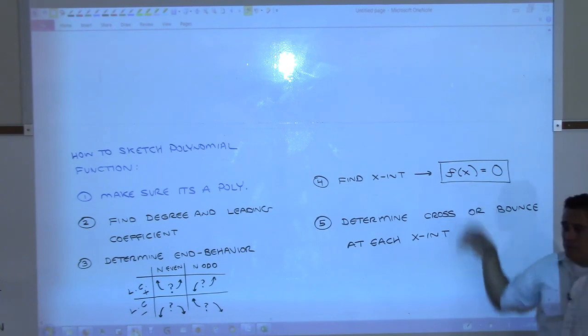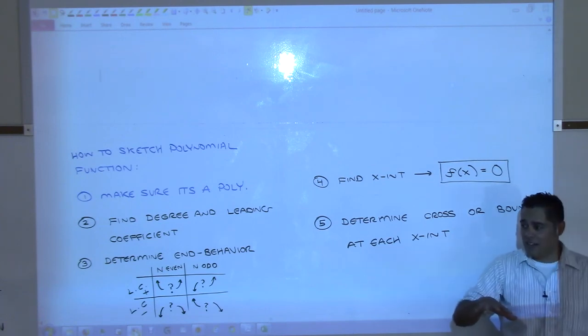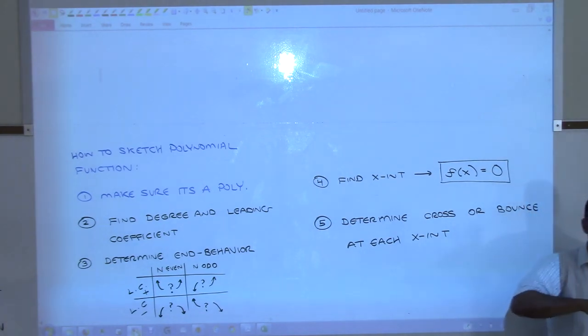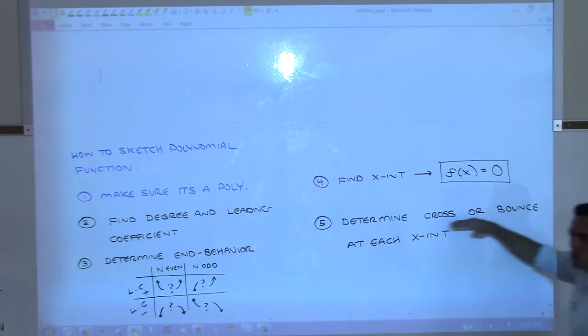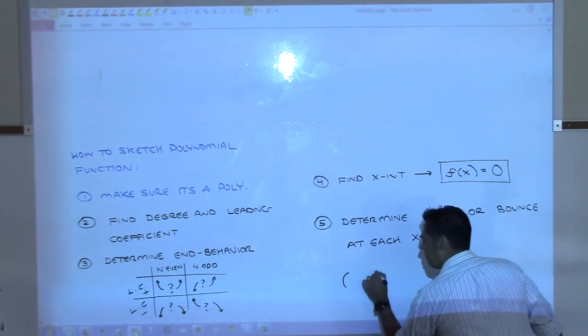So we're going to have to put all this information together and then use our brains to kind of draw it. It's going to be like connecting the dots back in grade school, but more involved than that. All right, so how do we determine whether or not we cross or bounce? Here's how we do it. We look at the factors.